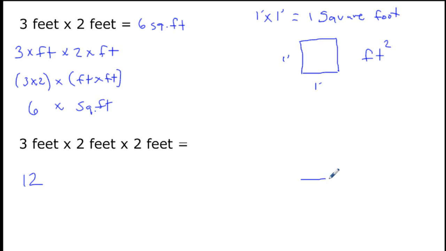Well, we know when we do 1 foot times 1 foot, we get a square foot. But what if we multiply it by another foot? Well, we're adding another dimension here. Adding another dimension, we've multiplied it by another foot. Now we have a unit that describes volume. So now we have a cubic foot.